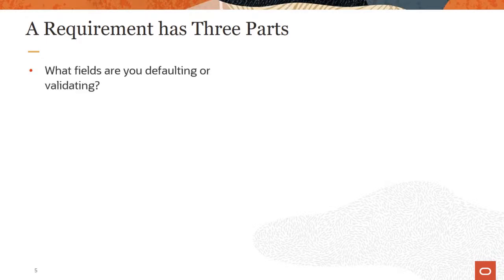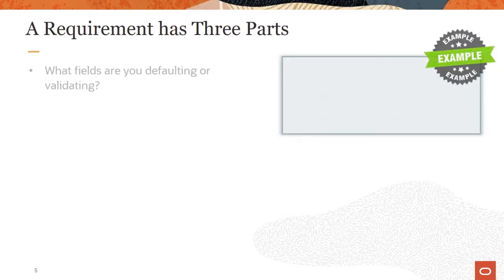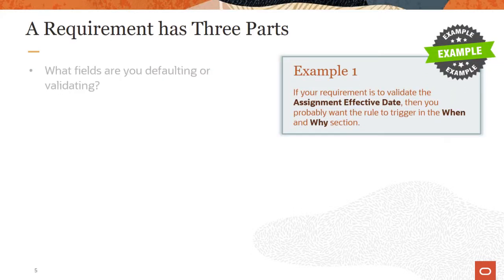First, identify the field that you want to default or validate. It's important to identify the section containing that field. For example, if your requirement is to validate the assignment effective date, then most likely you want the rule to trigger in the when and why section where that date is required.